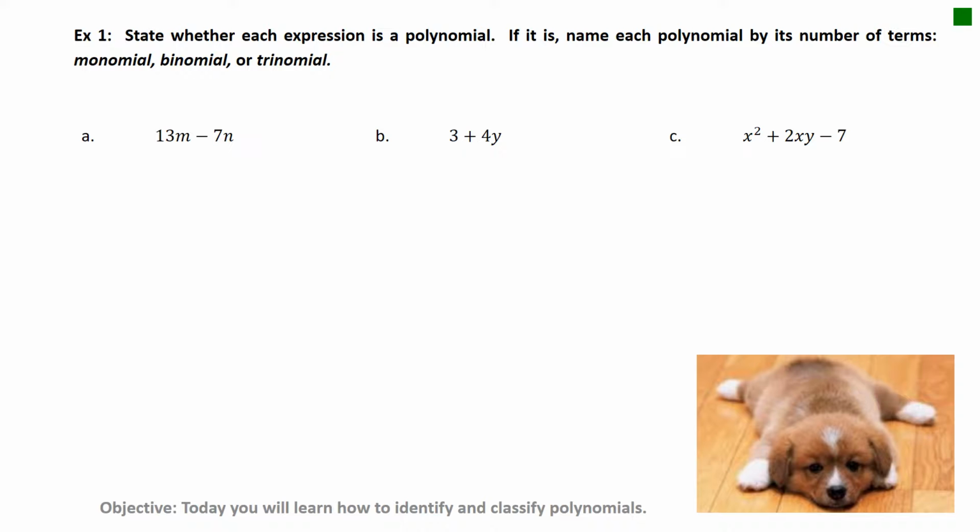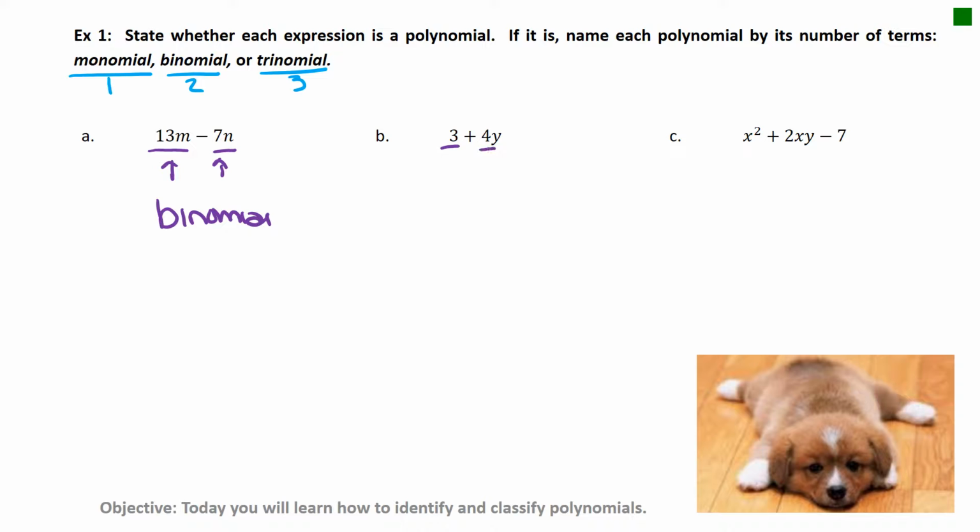Anything more than 3, we just call a polynomial. So we're going to say, is it a polynomial? If it is, write the number of terms. We're going to classify the number of terms. Monomial, remember, means 1. Bi means 2. Tri means 3. So I'm going to take my pen and underline, and stop anytime I get to a plus or minus, and underline again. How many terms are there? 2 terms. So this is a binomial.